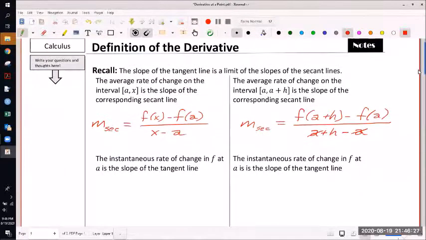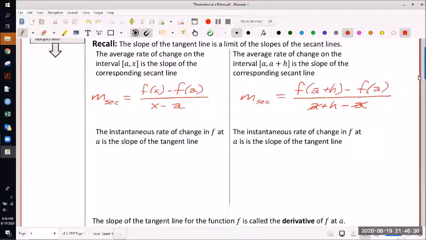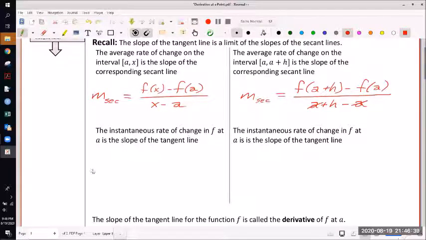So what we can do now is take the limit as the point on the right approaches the point on the left to find the instantaneous rate of change, which is the slope of the tangent line. So we would define the slope of the tangent line as the limit, in this case, as x approaches a of the slope of the secant line, f of x minus f of a over x minus a.